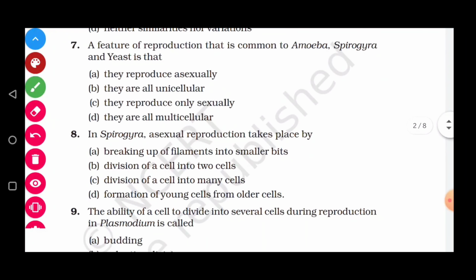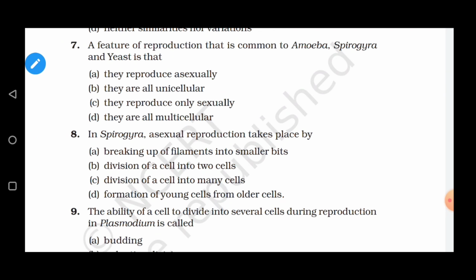A feature of reproduction which is common of Amoeba, Spirogyra and yeast is that. जो कॉमन फीचर हमें यहाँ पे देखने को मिल रहा है रिप्रोडक्शन से रिलेटेड अमीबा में, स्पायरोगायरा में और ईस्ट के अंदर, वो क्या है? So first is they reproduce asexually, they are all unicellular, they reproduce only sexually, they are all multicellular. So first option is correct, but second, they are all unicellular, this option is not correct.